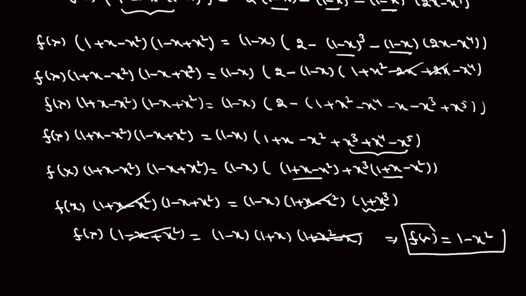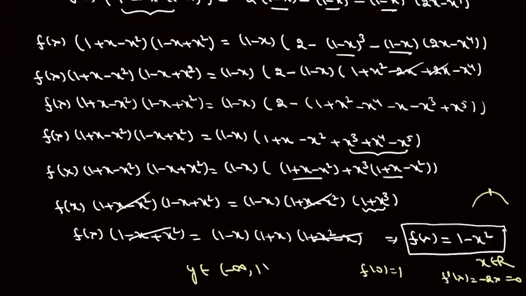So the function f(x) is 1 - x². Now we need to find its domain and range. So clearly there is no restriction. So domain is x belongs to R, and for range, if we differentiate this, f'(x) is -2x, it will be 0. So its maximum value is when the value of x is 0 and f(0) is 1. So its range will be from minus infinity to 1, where 1 is included. So domain is R, range is from minus infinity to 1, and the function is 1 - x².